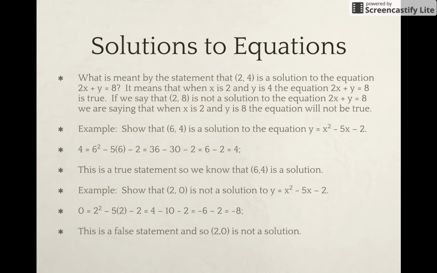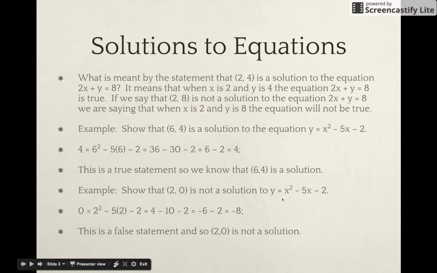Here's another example. We want to show that the ordered pair (6, 4) is a solution to the equation y = x² - 5x - 2. We substitute 6 for x and 4 for y, and determine whether we get a true statement. When we simplify that expression, we do end up getting 4. That's a true statement, which allows us to say that (6, 4) is a solution to this equation.